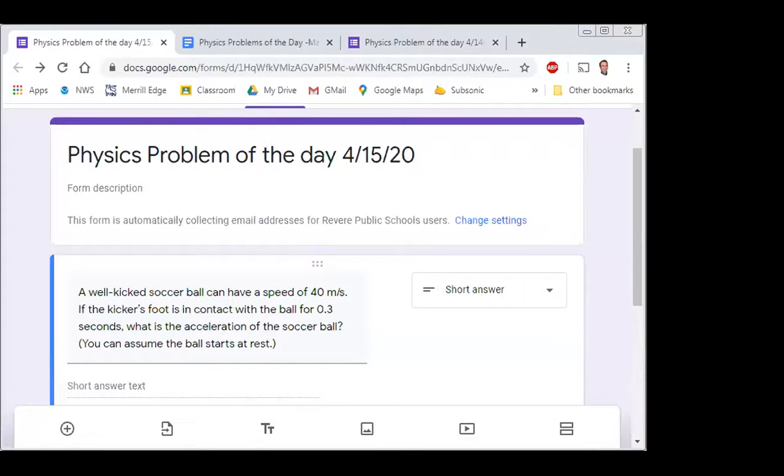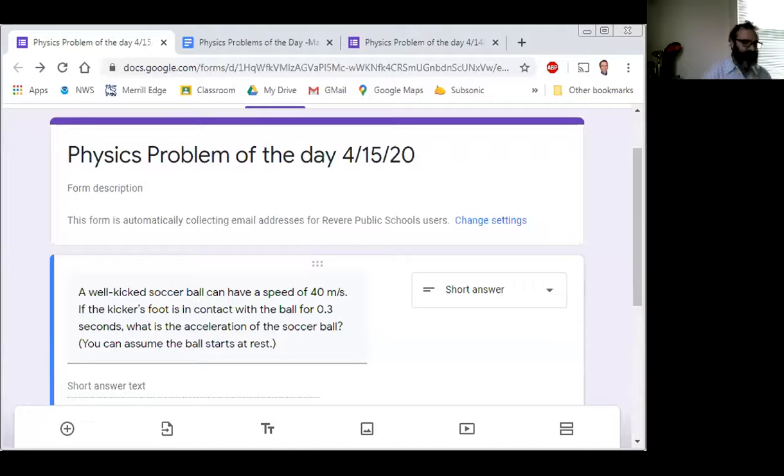So a well-kicked soccer ball can have a speed of 40 meters per second. If the kicker's foot is in contact with the ball for 0.3 seconds, what's the acceleration of the soccer ball? And we can assume the ball starts at rest. All right, so what do we have for given information in this problem?